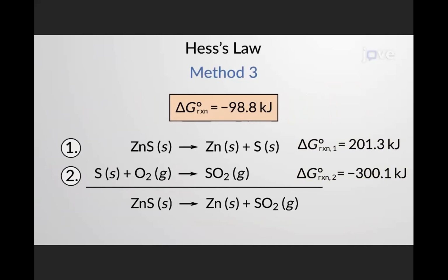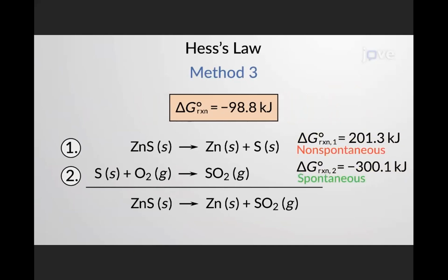Note that step 1 is non-spontaneous. By coupling it with the spontaneous reaction in step 2, the net reaction has a negative delta G and is therefore spontaneous.